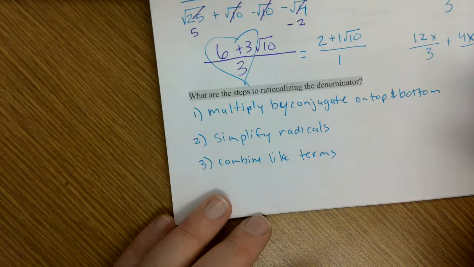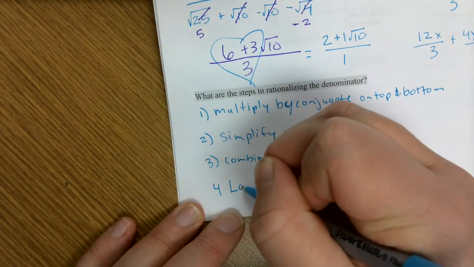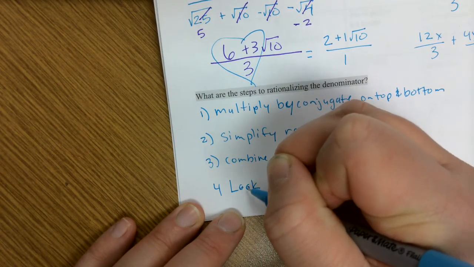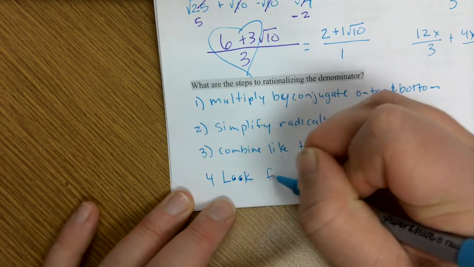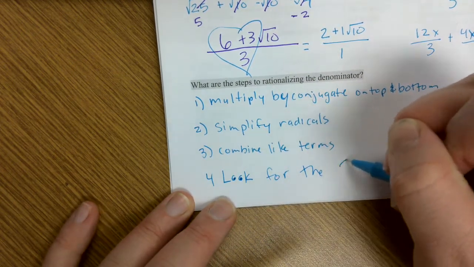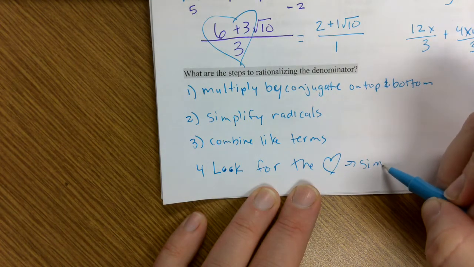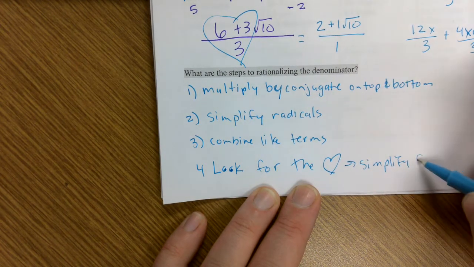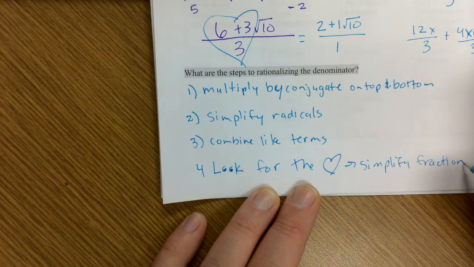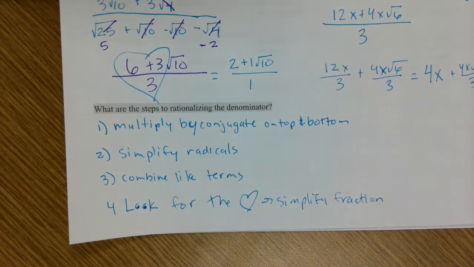And my last step is to look, with those funny eyes, for the heart to see if you can simplify the fraction. Simplify the fraction. And that's it. That's all we got for 6.3.